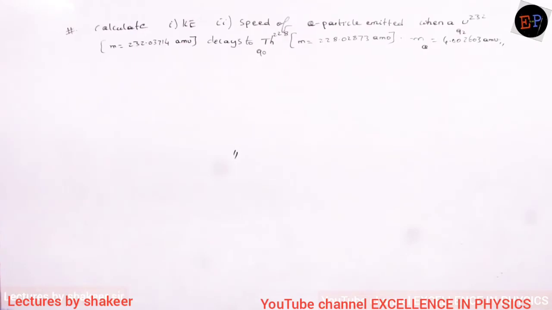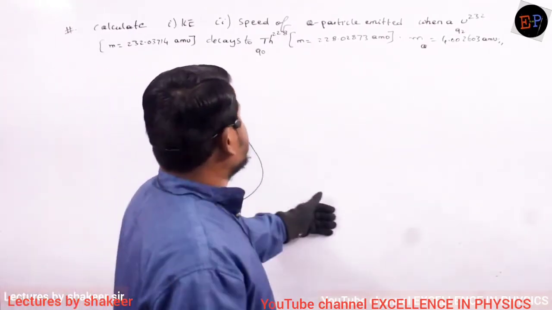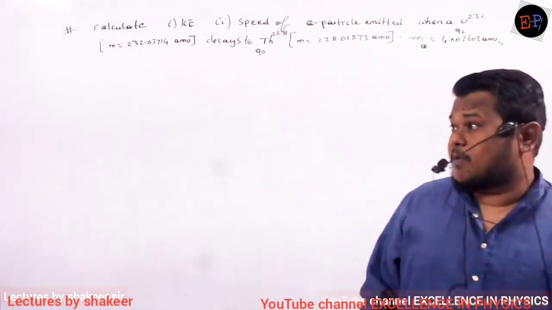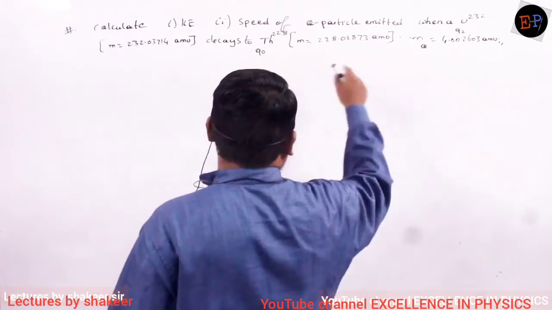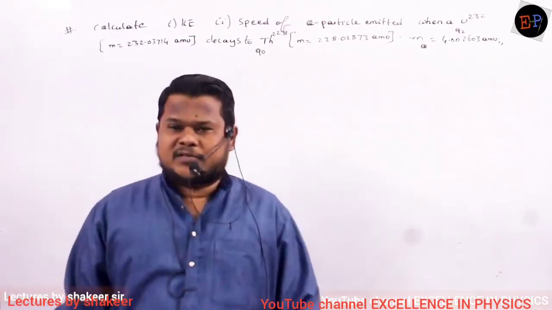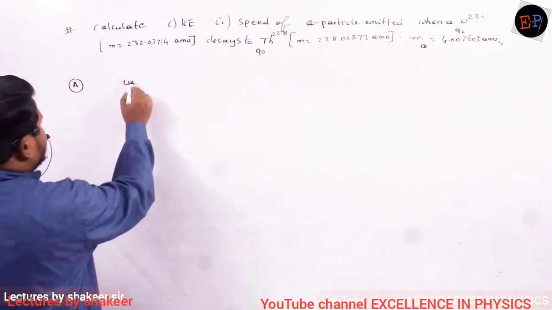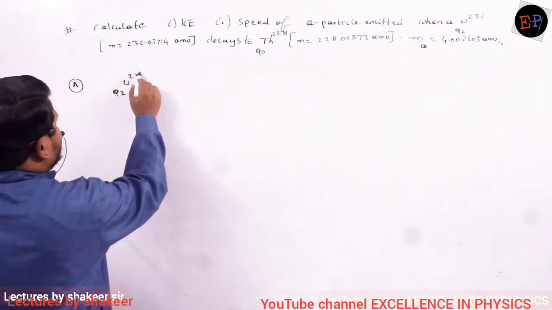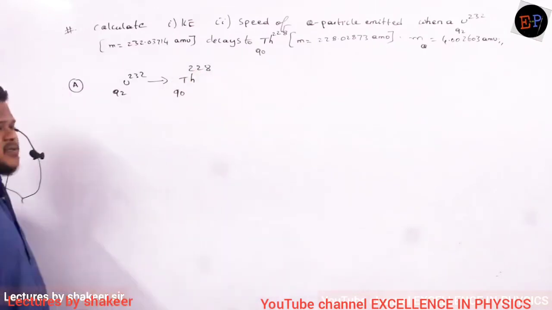See this question. Calculate the kinetic energy and speed of the alpha particle emitted when uranium decays into thorium and the alpha particle is released. So see here what is the process which is happening? Uranium 92 and 232 is converting into thorium 90 and 228.